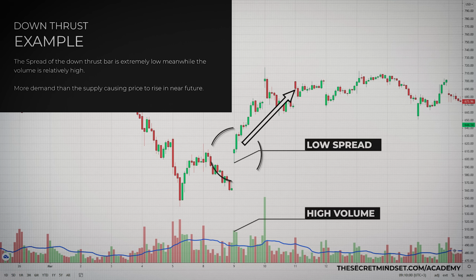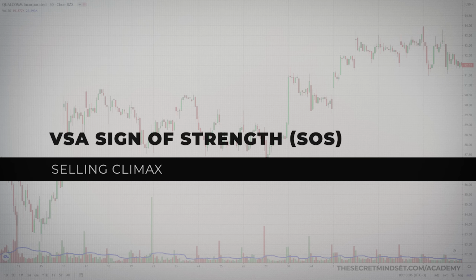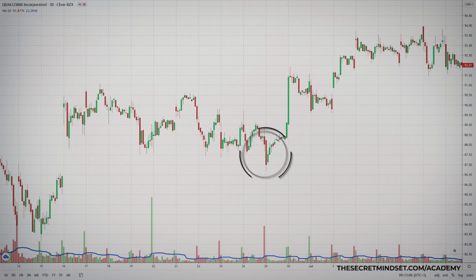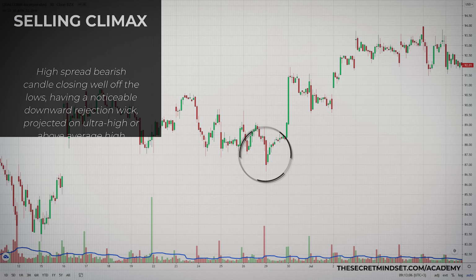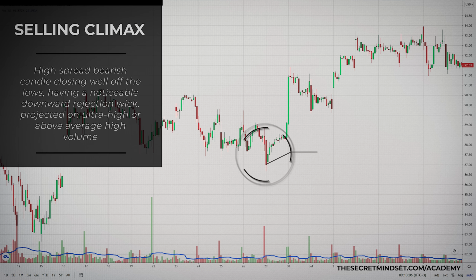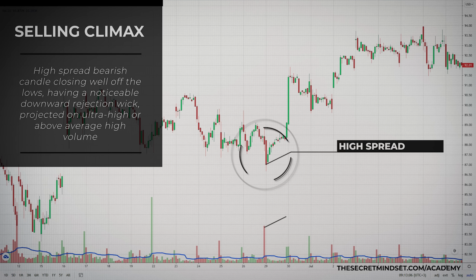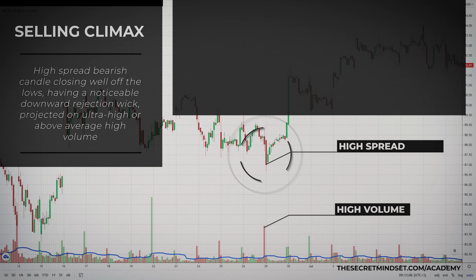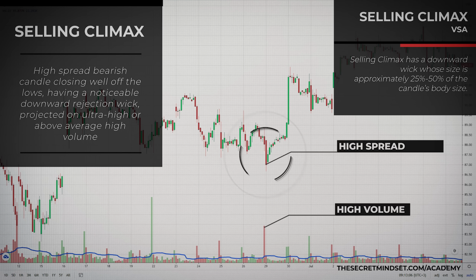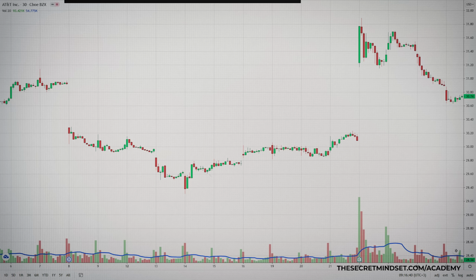Number 2. The selling climax. The selling climax is the high spread bearish candle, closing well off the lows, having a noticeable downward rejection wick projected on ultra high or above average high volume. The high spread rejection on high volume anticipates that the market will rise because there is more demand than supply. The selling climax has a downward wick whose size is 25 to 50% of the candle's body size.